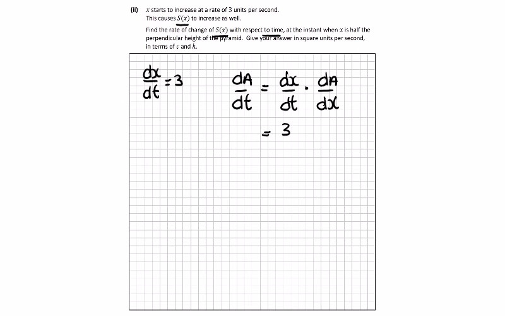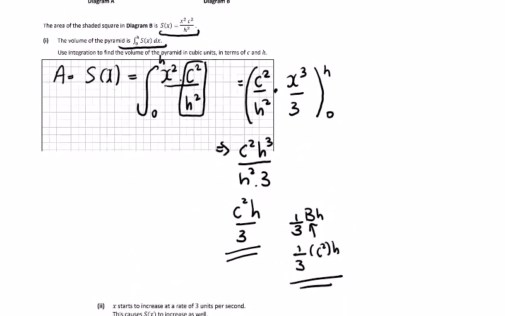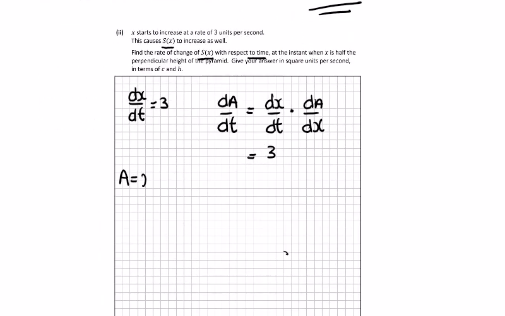So what about dA dt or dA dx? Well, what have we got for area? We have the area is x squared c squared over h squared. So if we find dA dx, we can differentiate. It's going to be the constant again, the c squared over h squared. So it'll be 2x, differentiate x squared, by c squared over h squared. So that's dA dx.